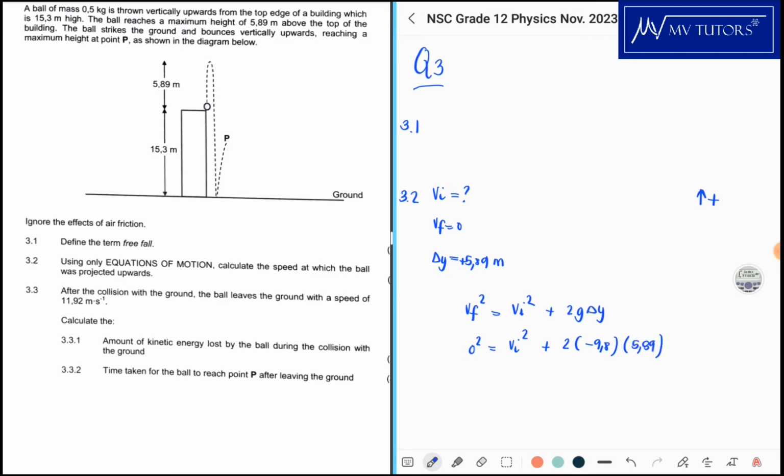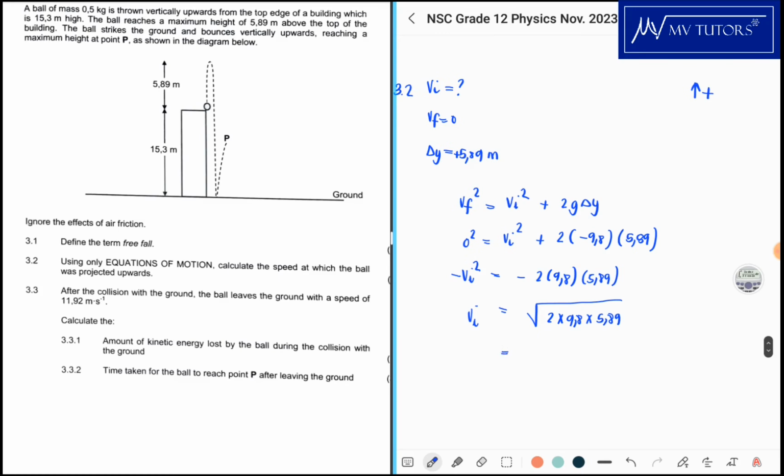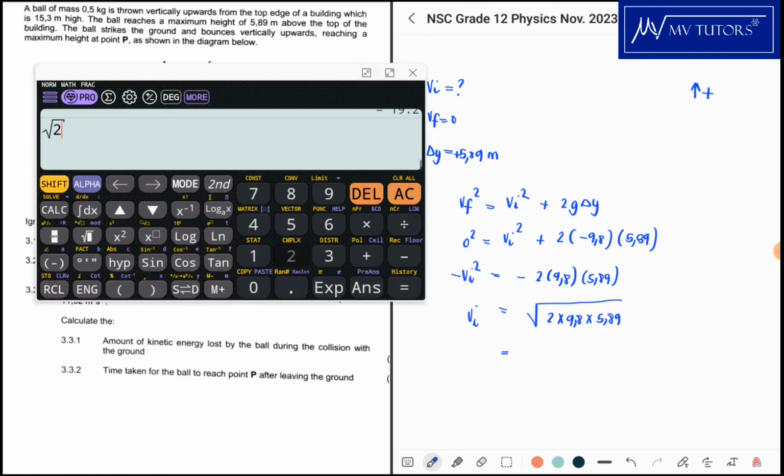All right, so our initial velocity is equal to, the negatives cancel, and if I take the root of 2 times 9,8 times 5,89, what answer do I get? Square root of 2 times 9,8 times 5,89 gives me an answer of 10,74, and that is the initial velocity.